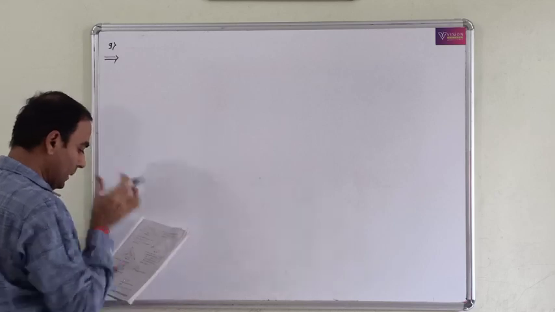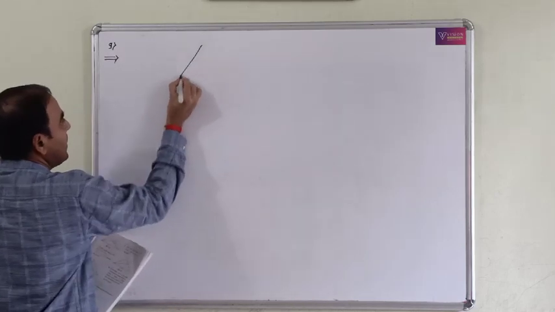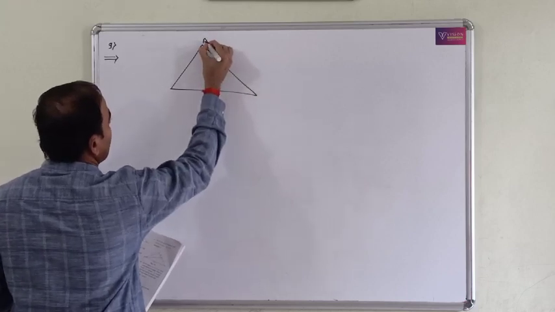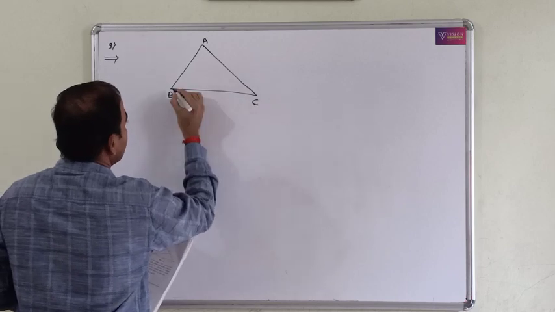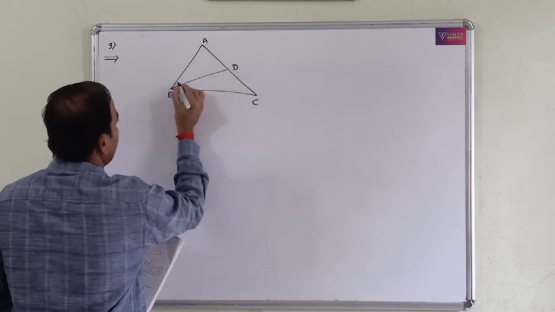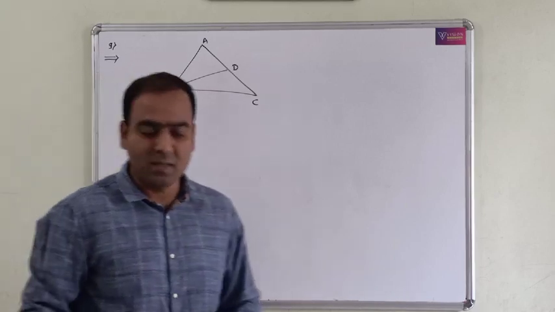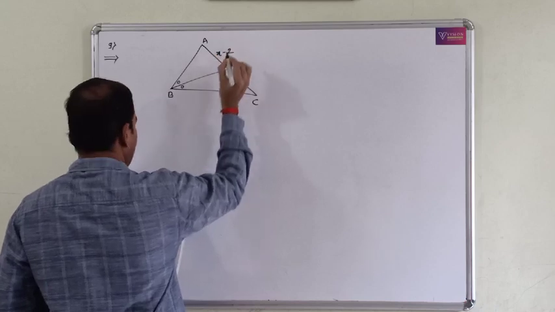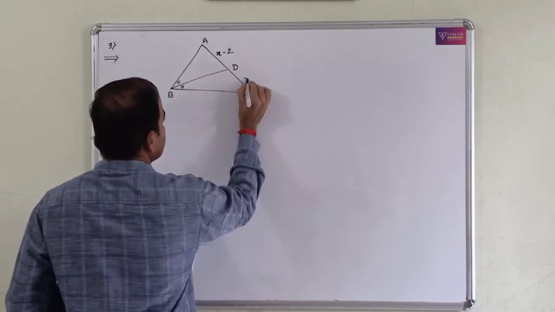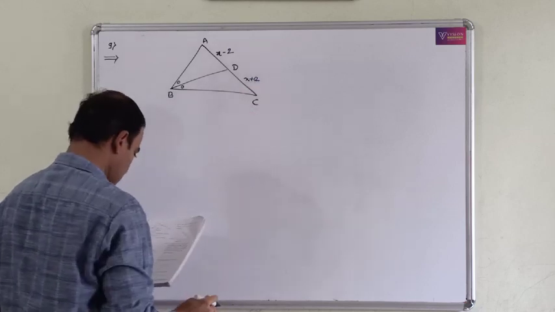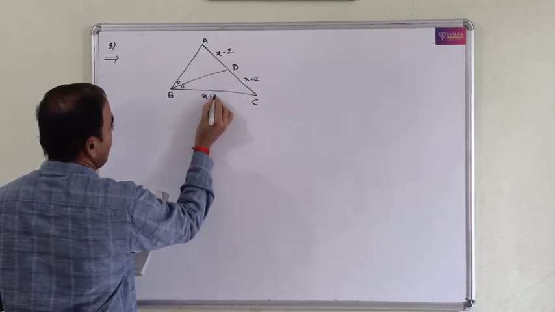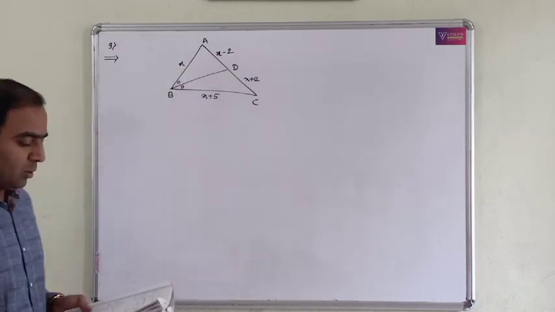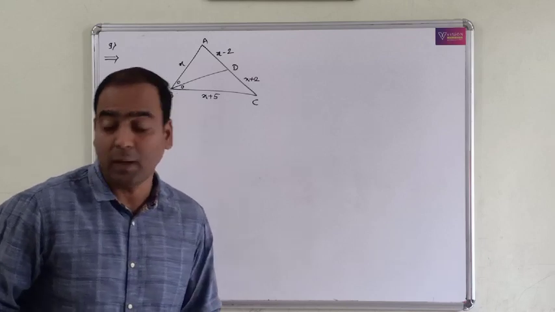Draw the figure for it. In triangle ABC, ray BD is the bisector of angle B, in which AD is given as x minus 2, DC is x plus 2, BC is x plus 5 and AB is x. From that we have to find the value of x.